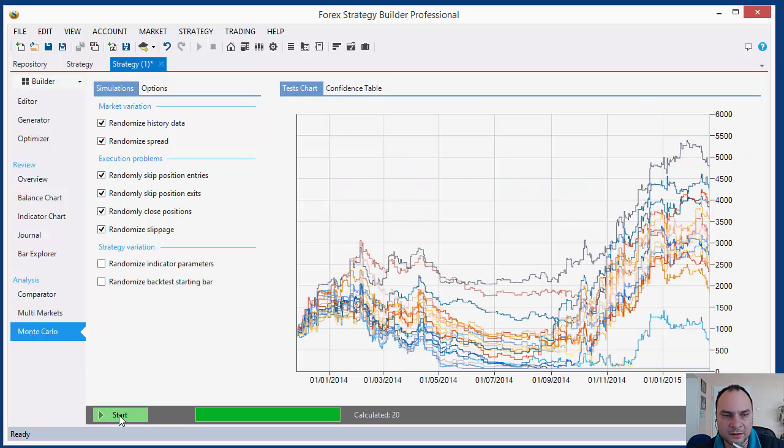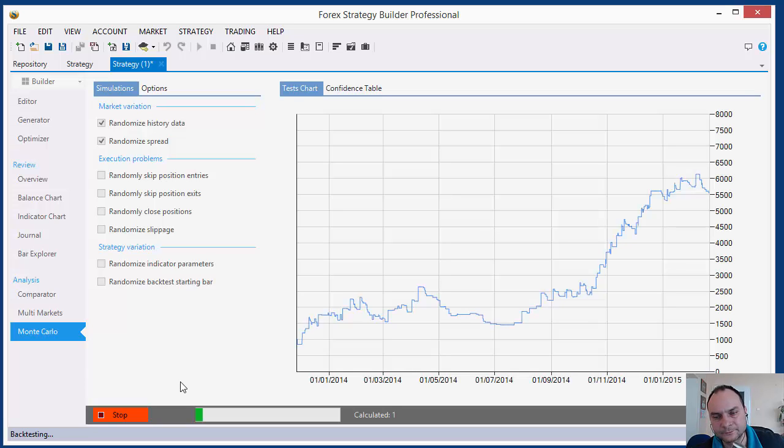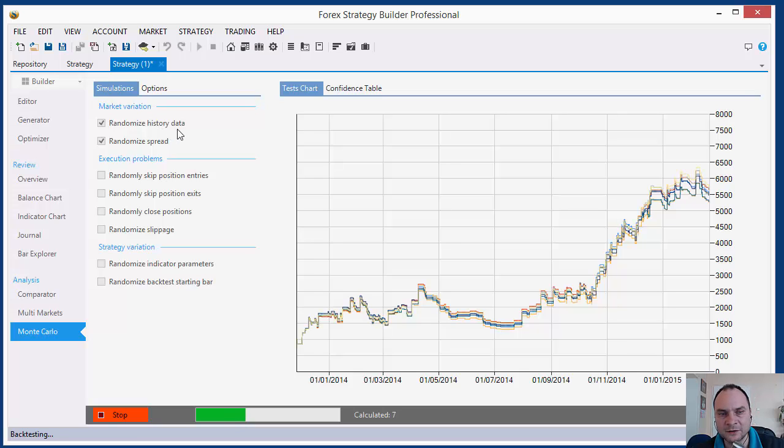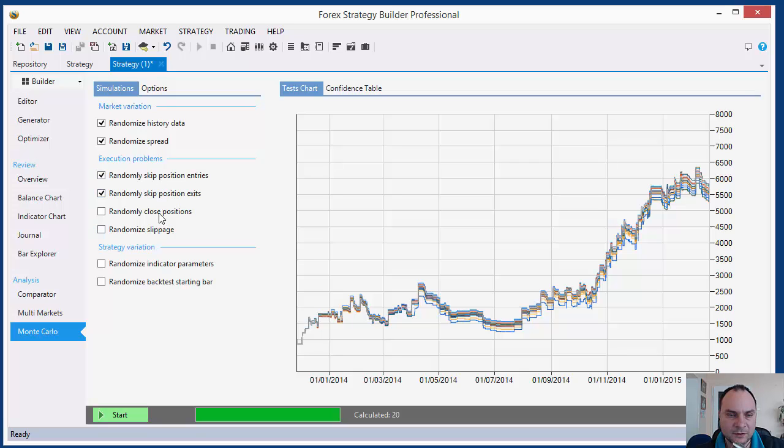Let's run this again. I will remove the randomly closed positions. Actually, I will remove the execution failures. Let's try again. We have only randomization of the historical data and the spread, and I see everything's okay here. Actually, this strategy is not very bad. Let's try again with all simulations.